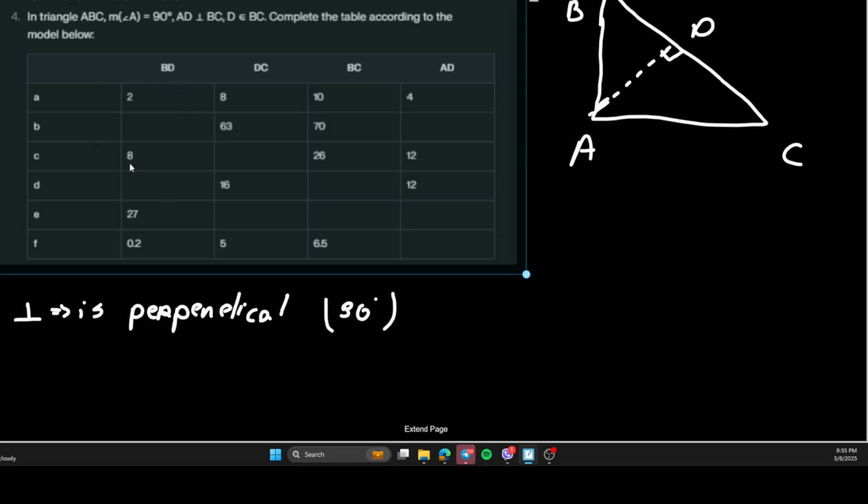Now let's complete this. Okay, so this thing is all messed up. So 2, 8, 27. Yeah, this thing is messed up. Alright.